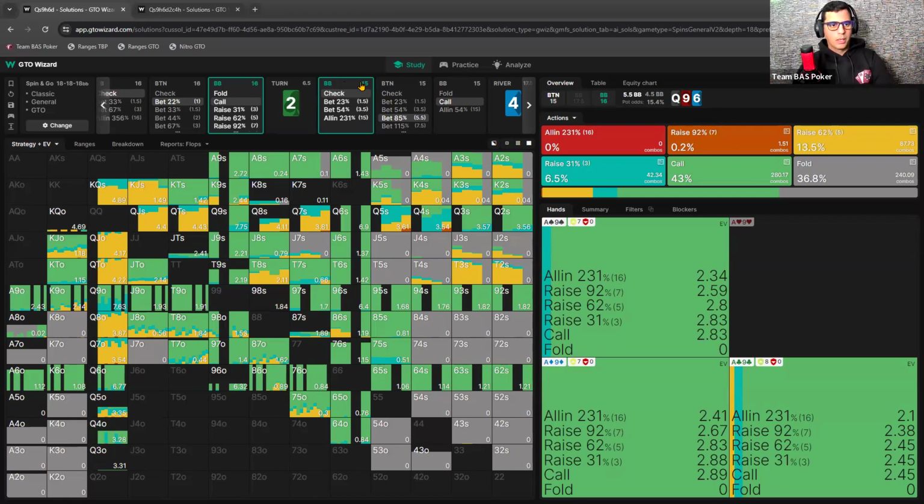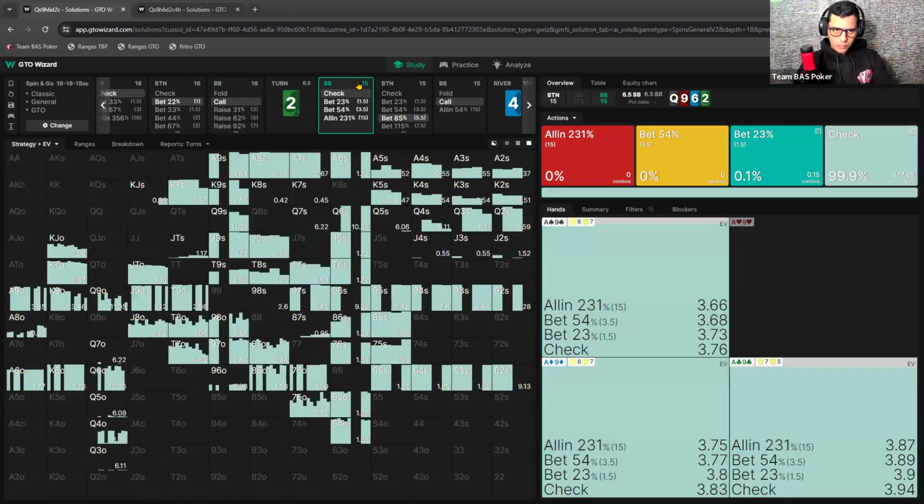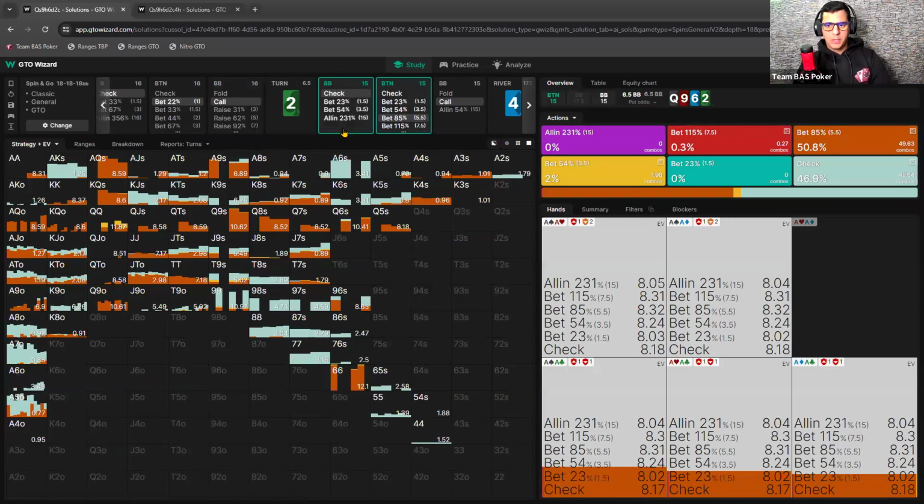So here we are calling at the big blind. There is a turn that is kind of a brick. It's a deuce, which didn't change much. We are at the big blind, checking 100% of our range, and then the button has the possibility of checking or betting.